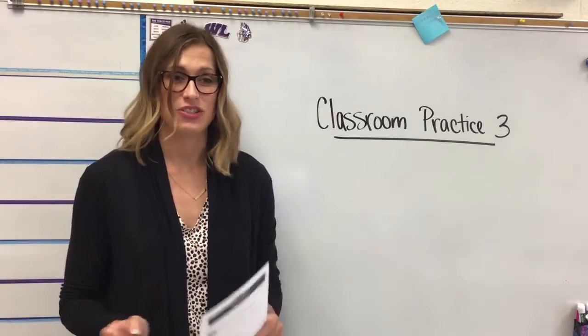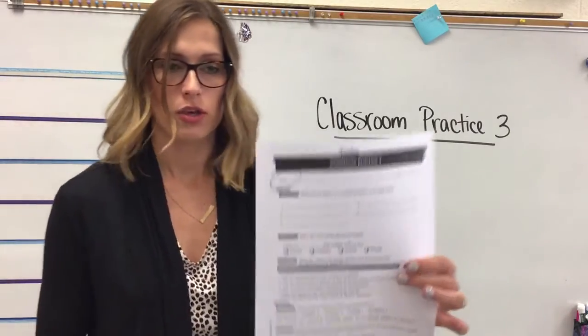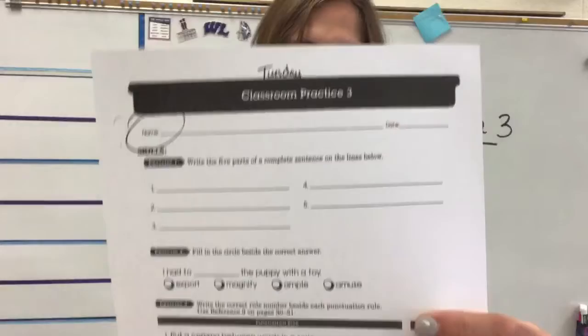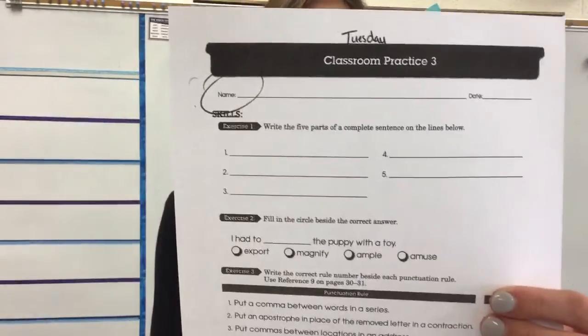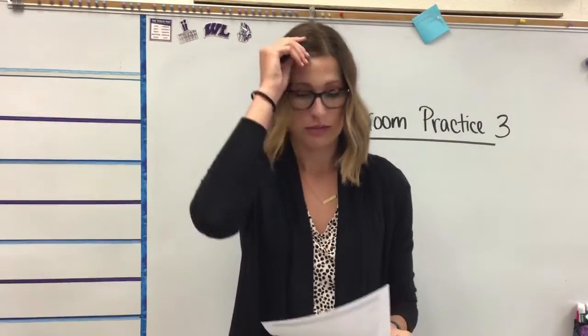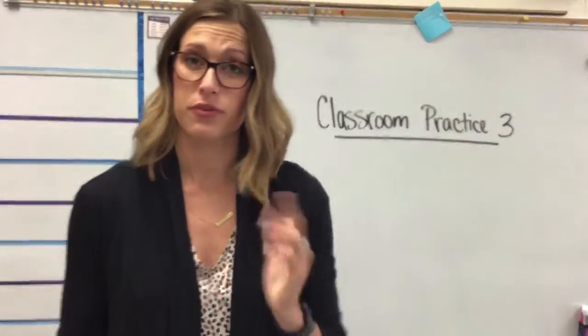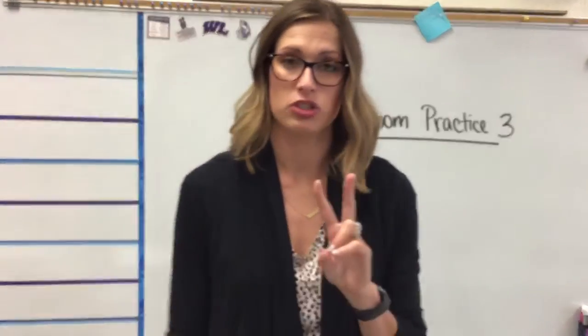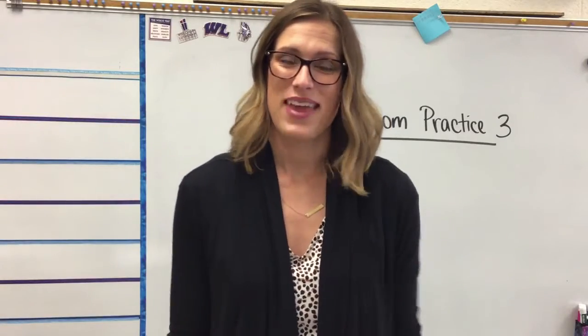Today we are on classroom practice 3. So your sheet should look like this. It's in your Tuesday folder. The first thing we need to do on it is to write the 5 parts of a complete sentence. To do that, let's review our sentence jingle, jingle number 2. Say it along with me as I read it.